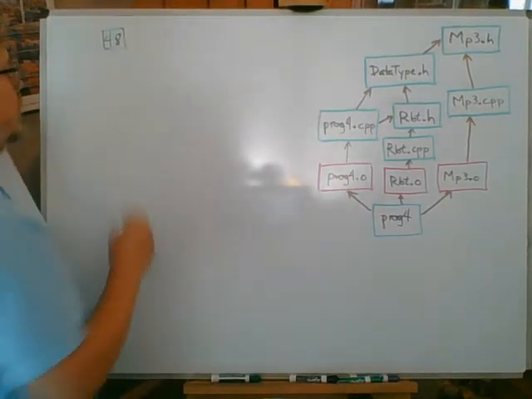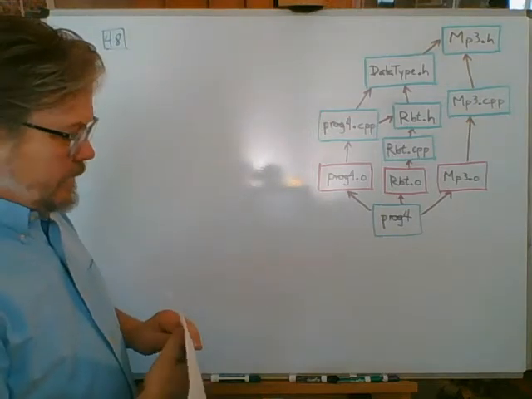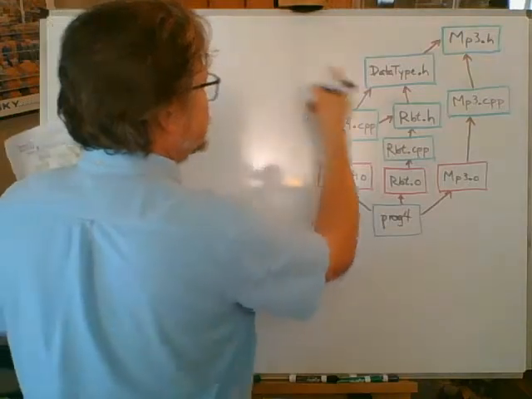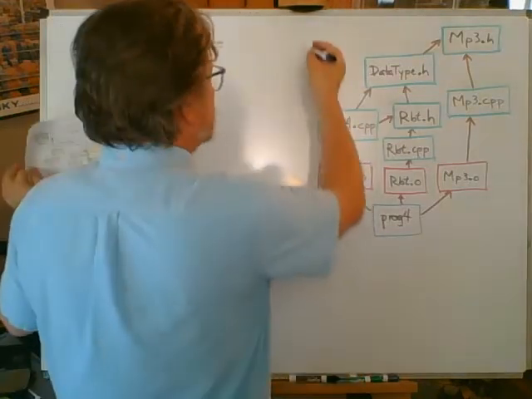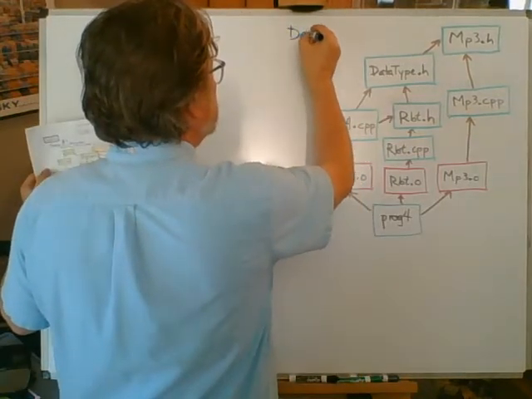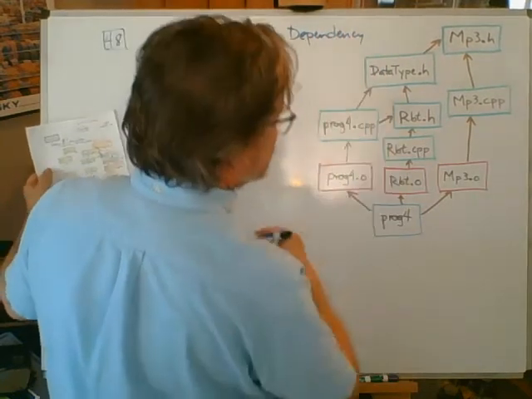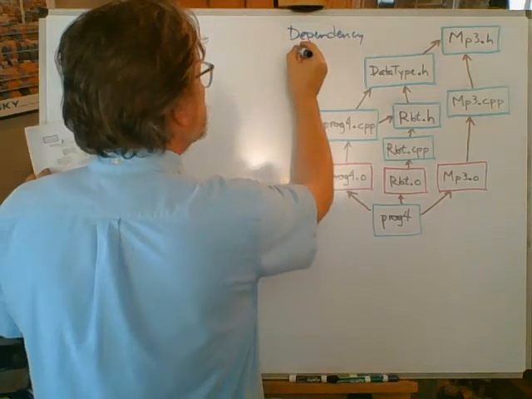And as you can see, once again, I did some work in advance. This is a dependency graph for our program 4 assignment. Dependency, D-E-P-E-N-D-E-N-C-Y, and clearly it's not a tree because it's got cycles in it, so it's a dependency graph.